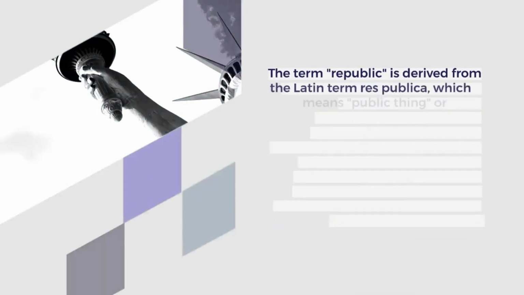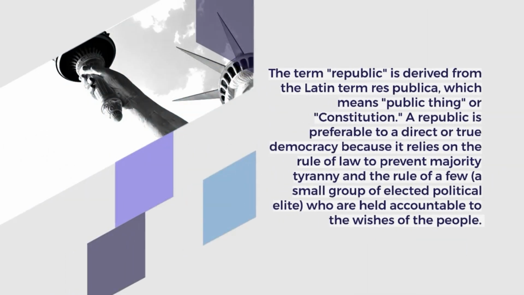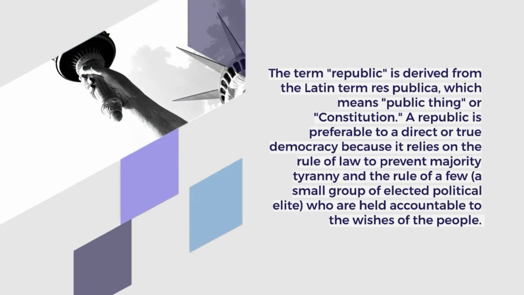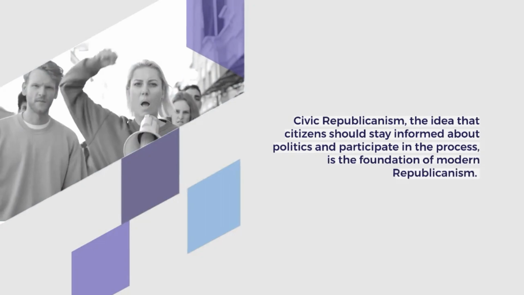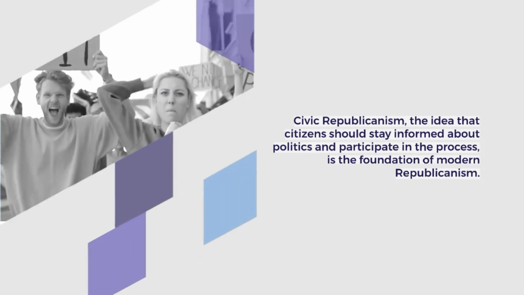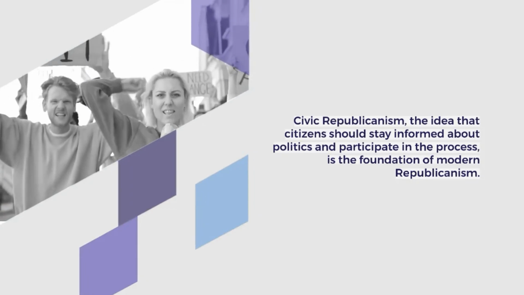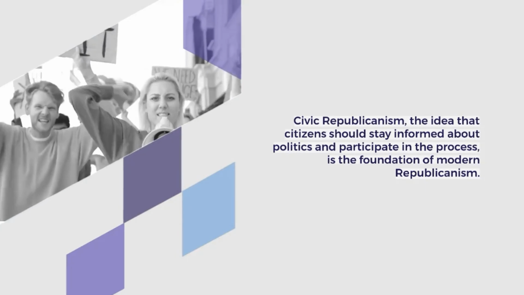The term republic is derived from the Latin term res publica, which means public thing or constitution. A republic is preferable to a direct or true democracy because it relies on the rule of law to prevent majority tyranny and the rule of a few, a small group of elected political elite who are held accountable to the wishes of the people. Civic republicanism, the idea that citizens should stay informed about politics and participate in the process, is the foundation of modern republicanism.